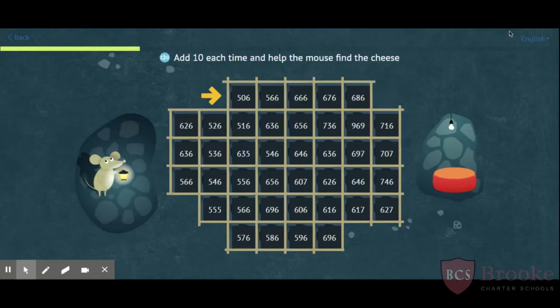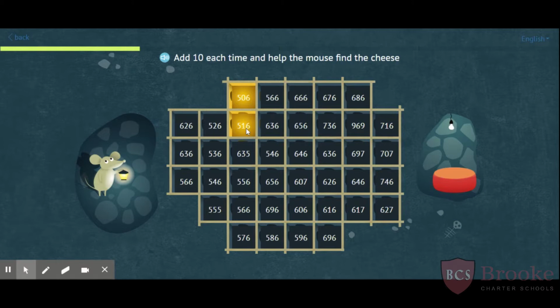Hey first grade, I'm excited to do some math with you today. The first thing we're going to do is practice counting by tens with a really fun game. Let's get to work. Now our job is to add 10 each time and help the mouse find the cheese. I'm starting at 506. So if I'm at 506, I see a 0 in the tens place, but I want to add 10 for 10 more. If I go from 0 tens to 1 ten, I know this 0 would change to a 1, which would be 516.